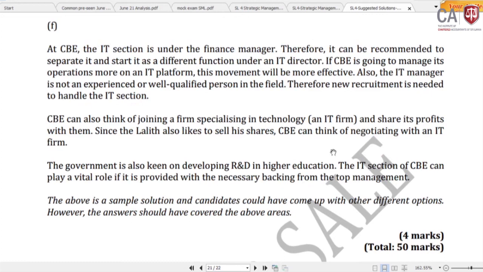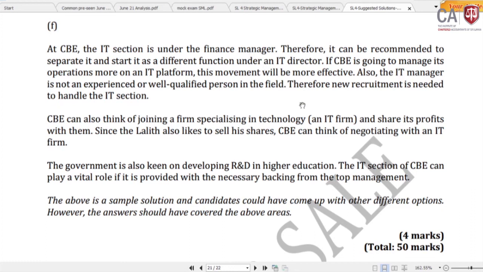At CB, the IT section is under the finance manager, therefore it can be recommended to separate it and start it as a different function under an IT director. If CB is going to manage its operation more on an IT platform, this movement will be more effective. Also, the IT manager is not experienced or well qualified in the field, therefore new recruits are needed to handle the IT section. Right. So, definitely he is suggesting to establish a separate section. Since the IT manager is not a qualified guy, he is recommending that external persons should be recruited.